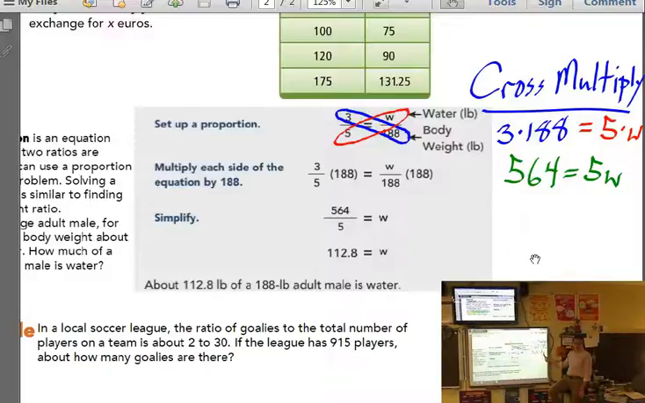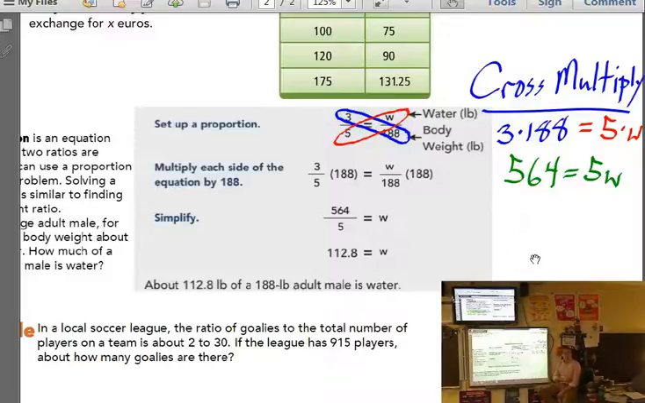Does anybody have questions on how I got here? I took the one set of cross products that I colored blue equal to the other set of cross products that we have colored red. Then we do the math that I can do. I can do that multiplication. I can't really do this, but I can just write it as 5W. I don't have to write the multiplication dot. Any questions?